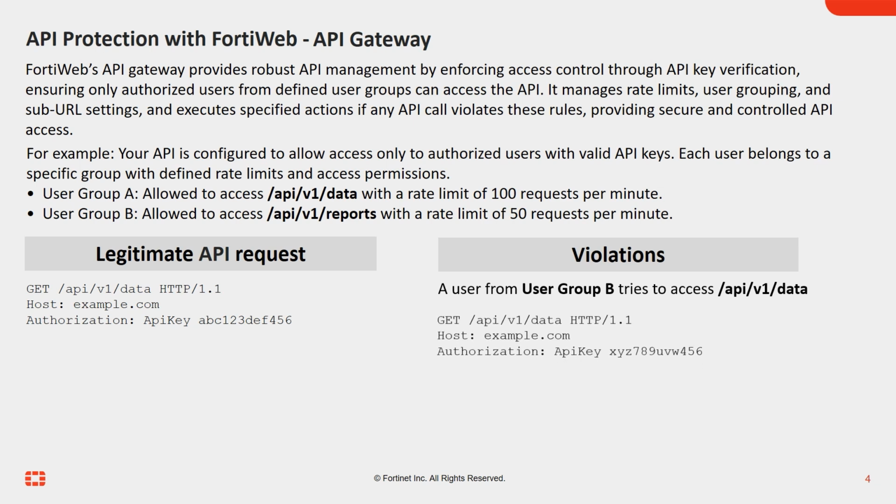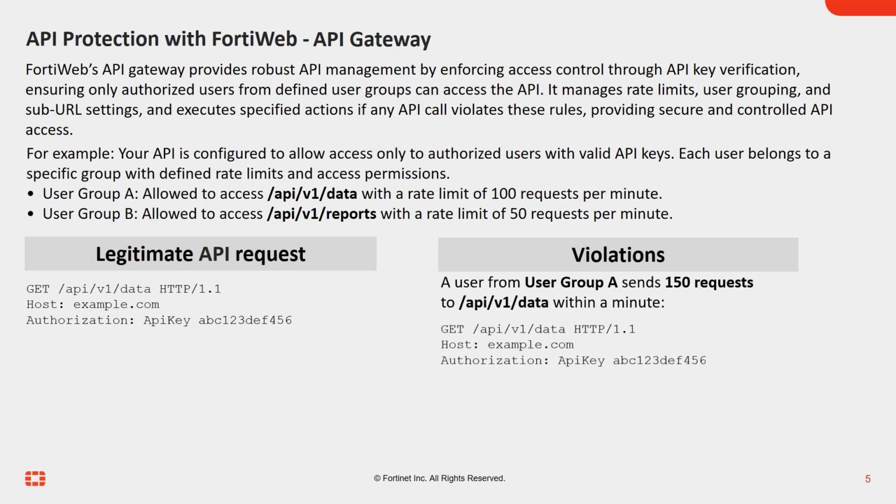In our second example, an attacker sends a request with a valid API key but attempts to access an endpoint that their user group is not authorized to use. For example, a user from user group B tries to access /API/v1/data. FortiWeb checks the user group associated with the API key and verifies if the group has permission to access the requested endpoint. If not, FortiWeb blocks the request and logs the violation.